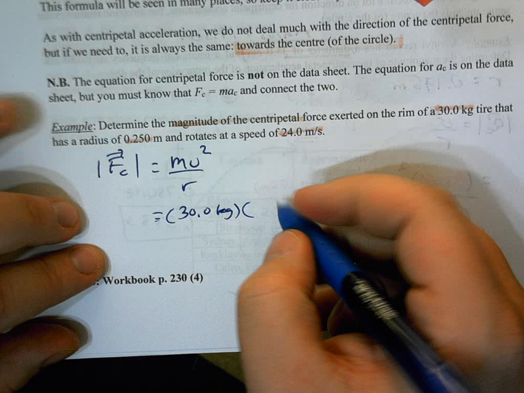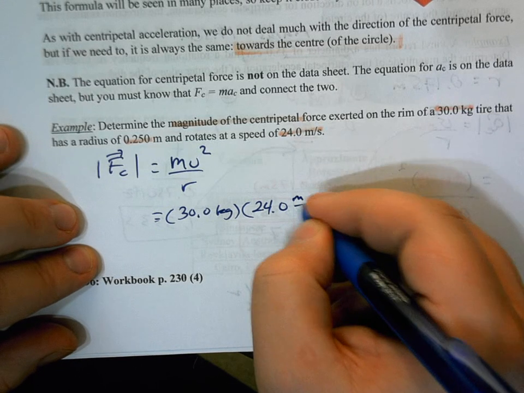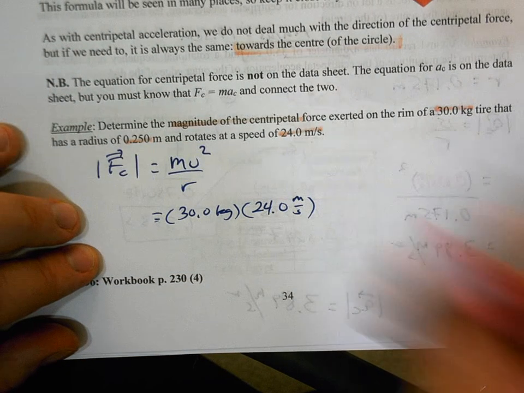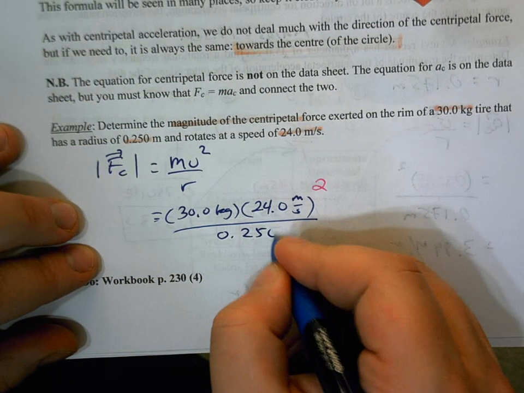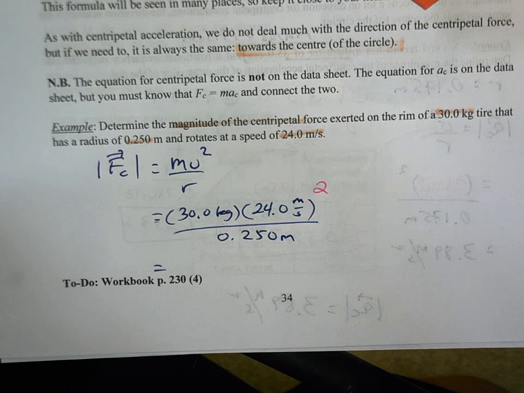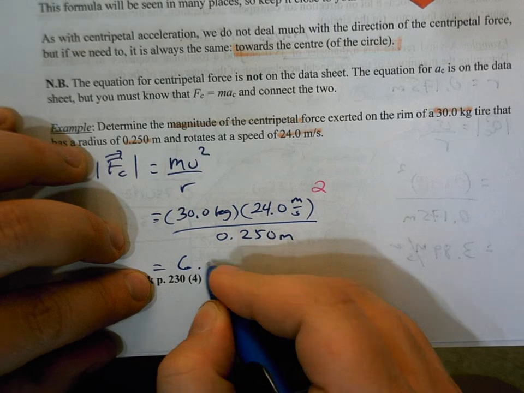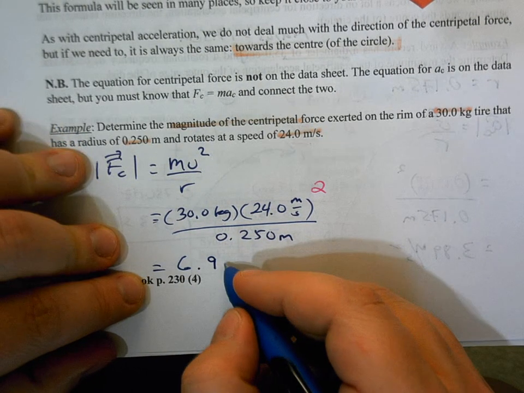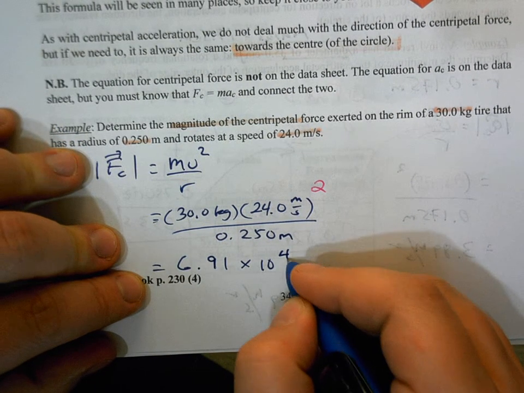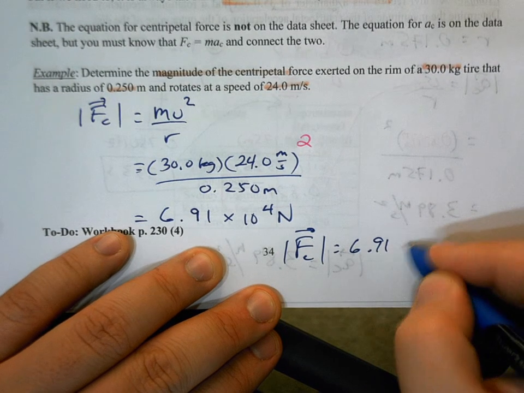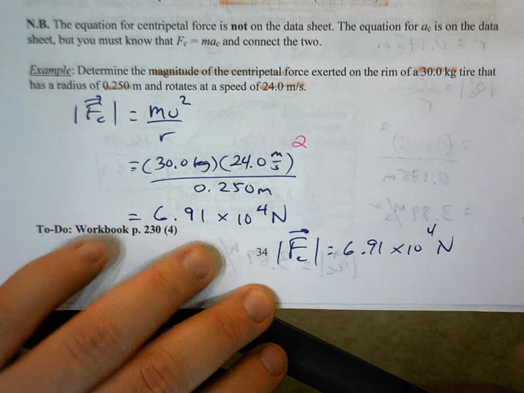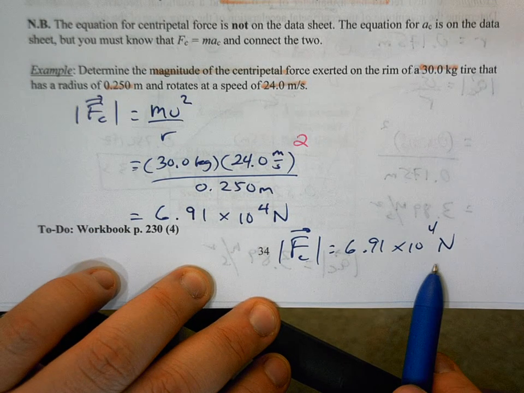So we have our 30 kilograms. We have our 24 meters per second. Don't forget the square here. So let me put it in pretty pink. And then we get that 0.250 meters. So these are meant to be the gimme questions. We're not making you do anything hard with it, so don't disappoint on these. We're going to get that the centripetal force is about 6.91 times 10 to the 4 newtons. So that magnitude of Fc is 6.91 times 10 to the 4 newtons. Centripetal force still has units of newtons. It's still a force.